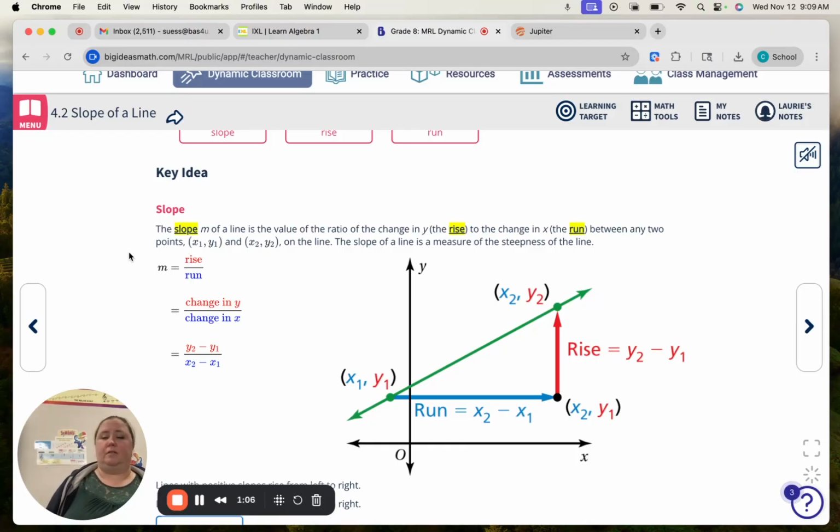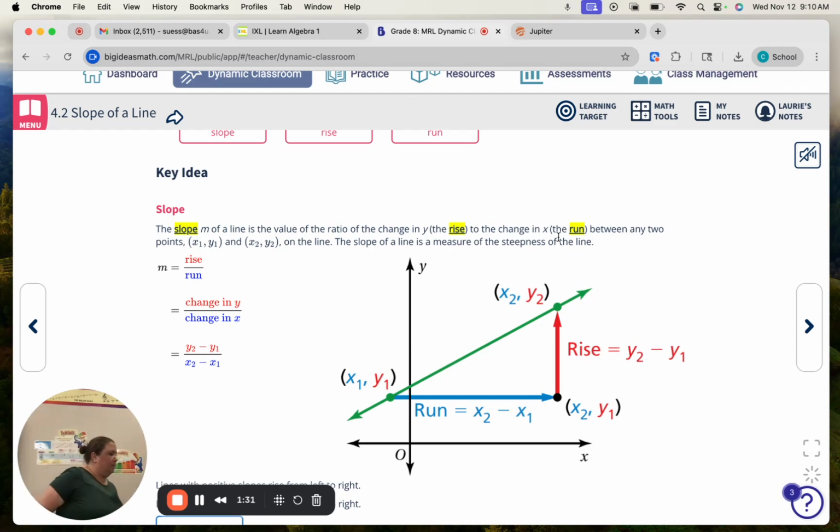Okay, somebody tell me what the definition of rise is, since they have it as a vocab word. Is Eva the only one reading and writing? The rise is the change in x. No, the rise is the change in y. And the run is the change in x.